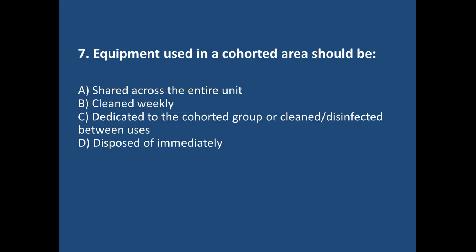Question number 7. Equipment used in a cohorted area should be A. Shared across the entire unit. B. Cleaned weekly. C. Dedicated to the cohorted group or cleaned and disinfected between uses. And D. Disposed of immediately.